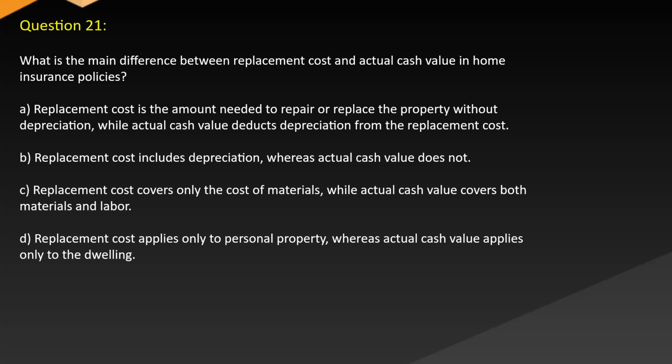Question 21. What is the main difference between replacement cost and actual cash value in home insurance policies? A. Replacement cost is the amount needed to repair or replace the property without depreciation, while actual cash value deducts depreciation from the replacement cost. B. Replacement cost includes depreciation, whereas actual cash value does not. C. Replacement cost covers only the cost of materials, while actual cash value covers both materials and labor. D. Replacement cost applies only to personal property, whereas actual cash value applies only to the dwelling.